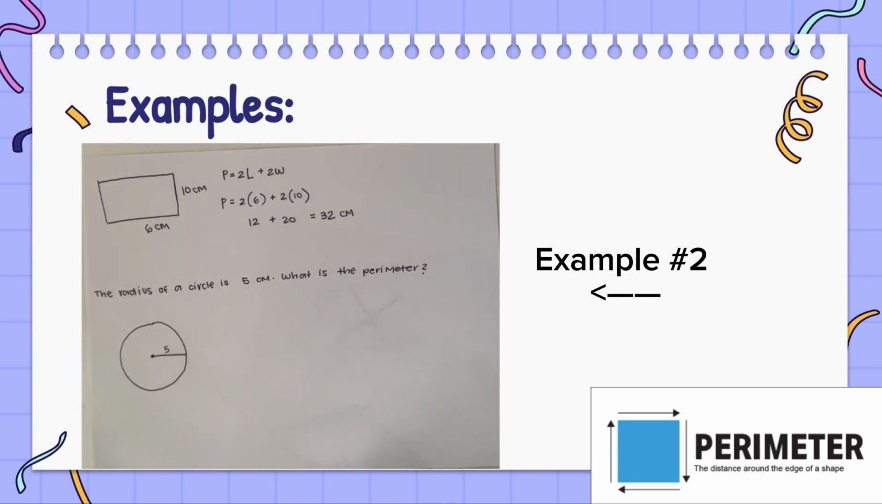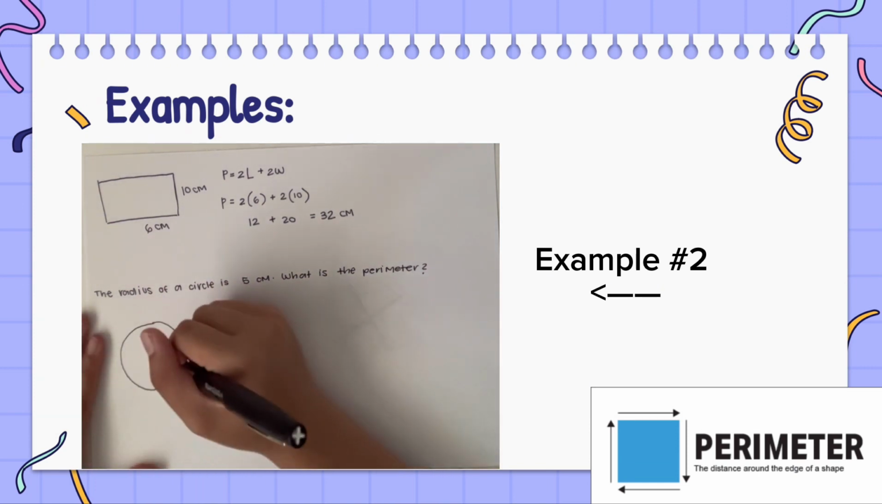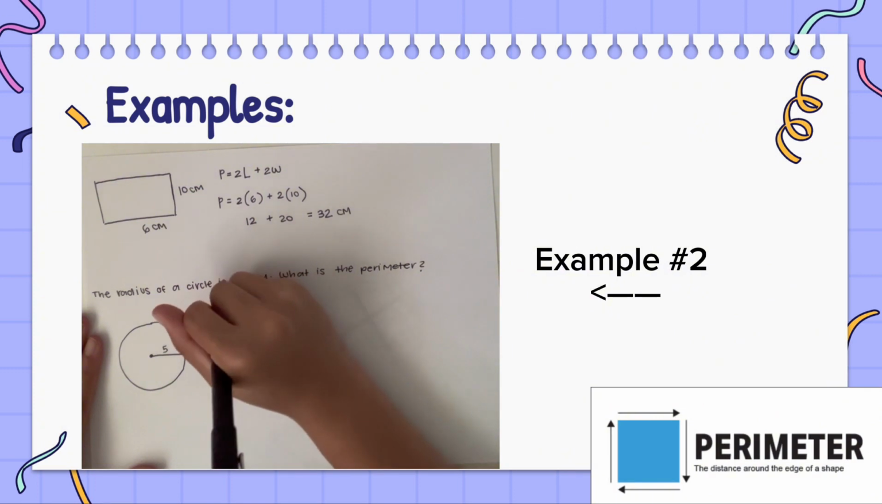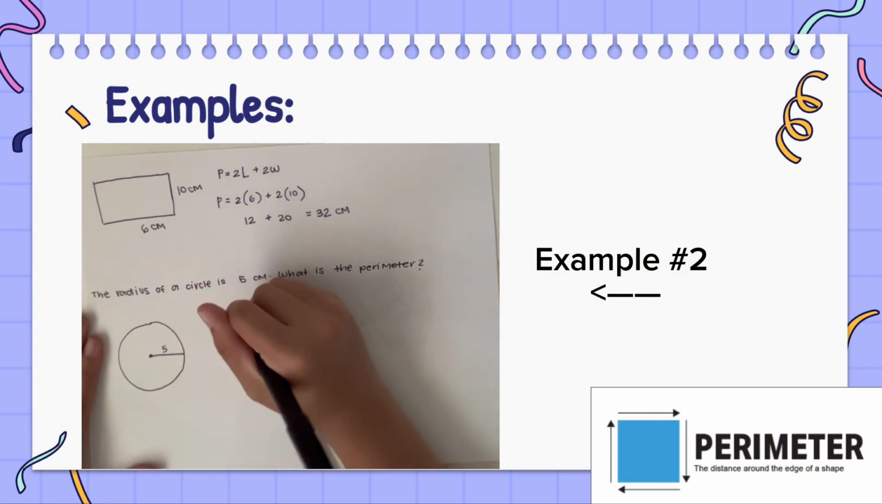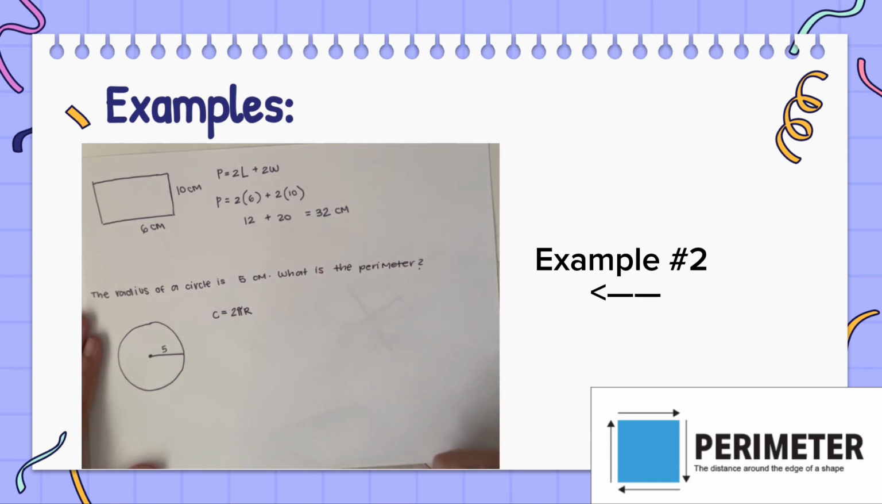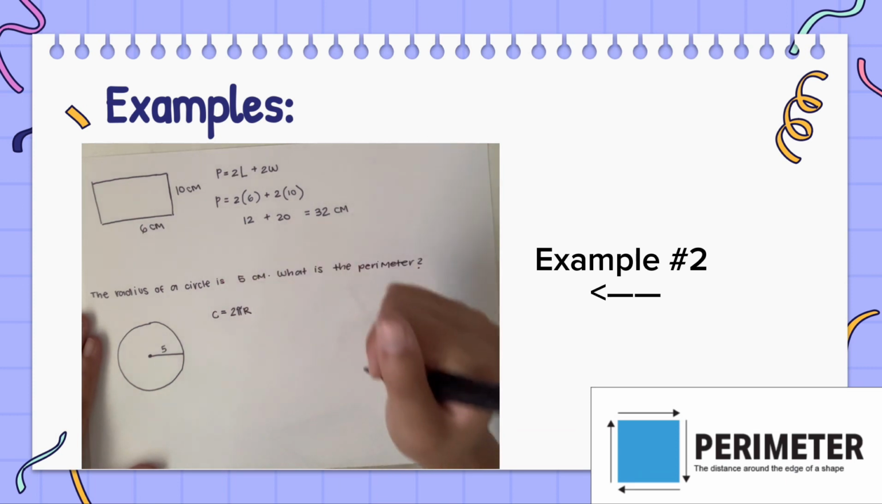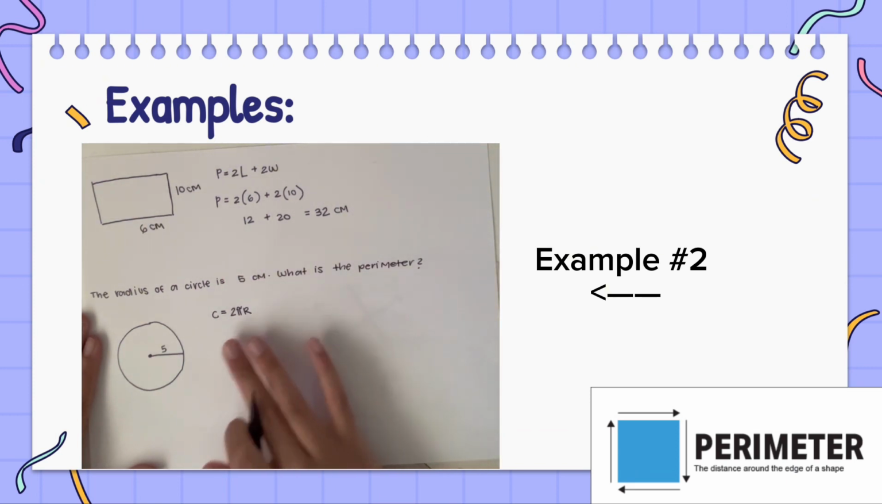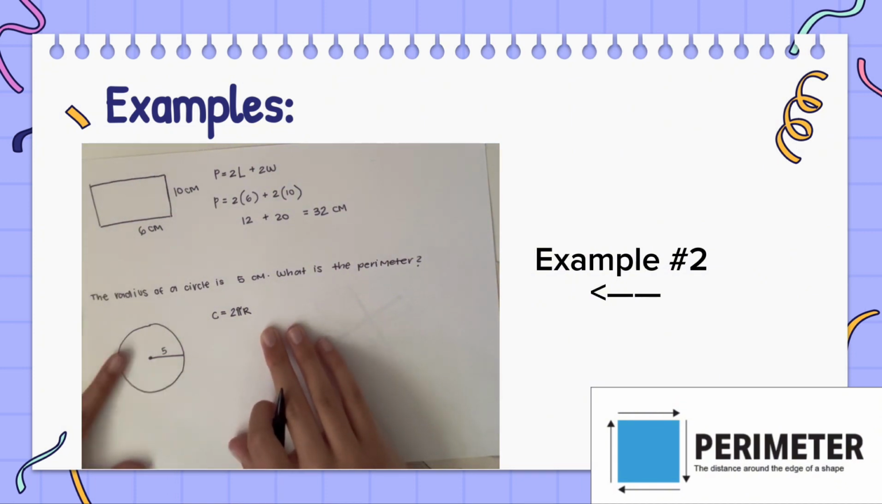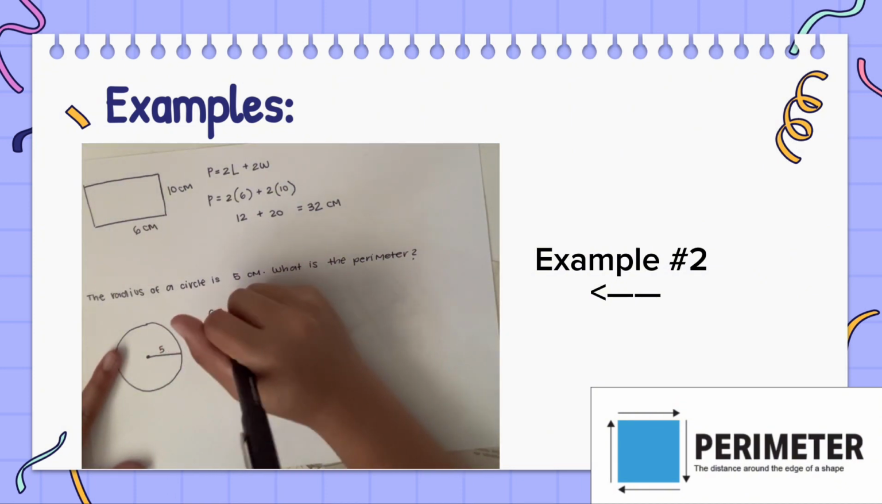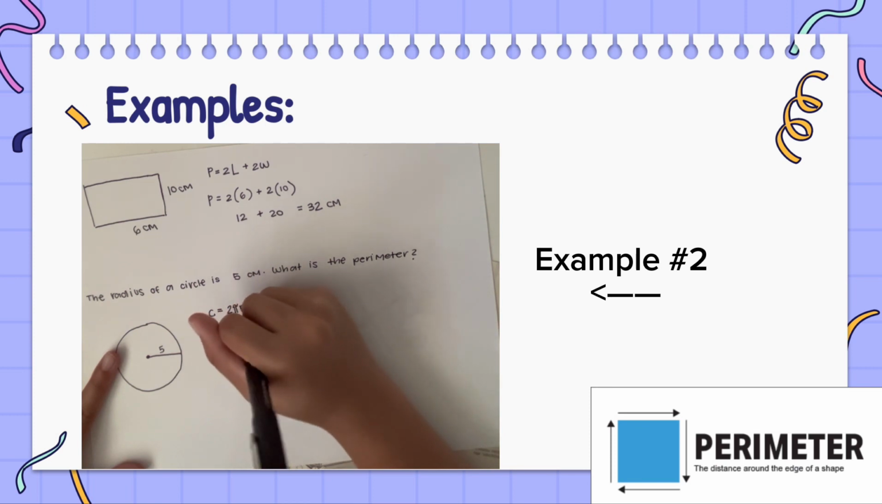And so in order to find the perimeter, we have to find the circumference, and the circumference is the perimeter of a circle. So this is the formula: C equals 2 pi r. Now we just plug the radius into this formula, and we will get our perimeter. So C equals 2 pi 5.